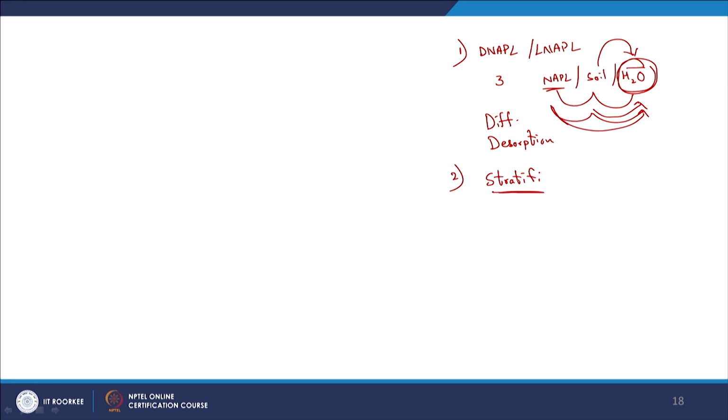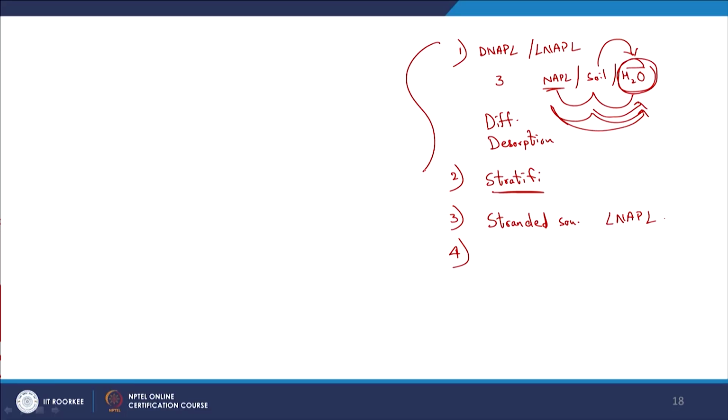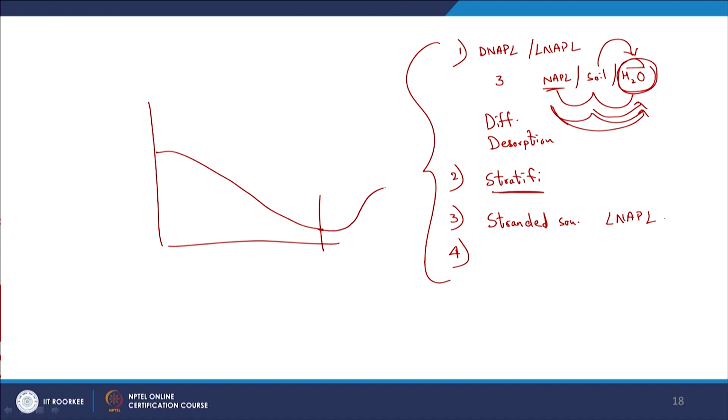We looked at stratification, where we have different strata and thus different groundwater flow velocities. I think we looked at stranded sources, especially in the case of LNAPL. And we also looked at cases where groundwater flow velocities are different at different locations along a particular flow path. So we looked at different cases where we observe tailing, and once we stop pumping, again rebound.